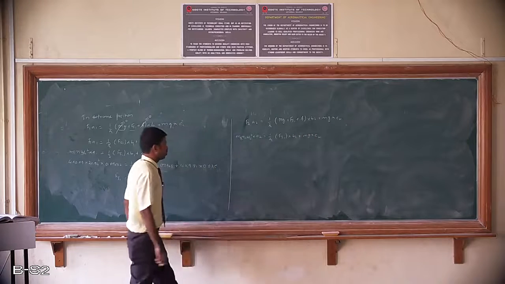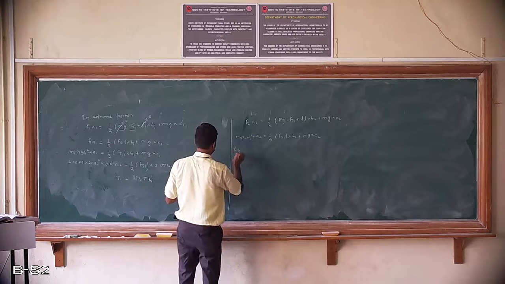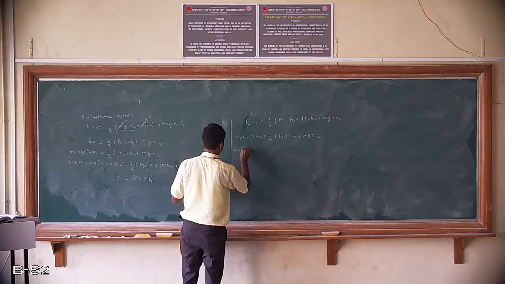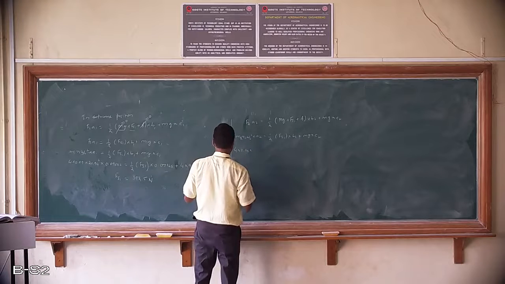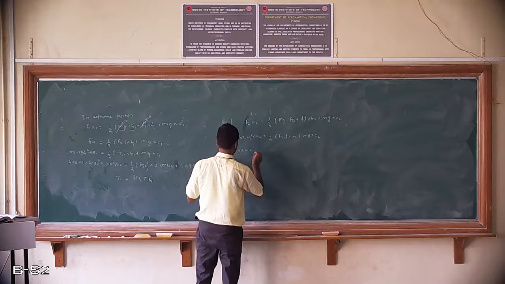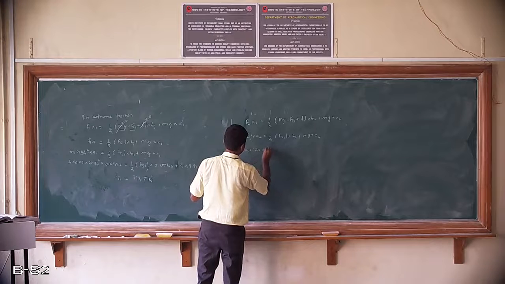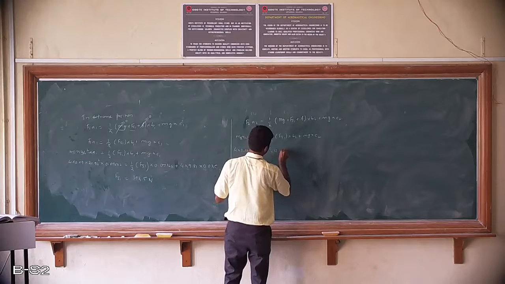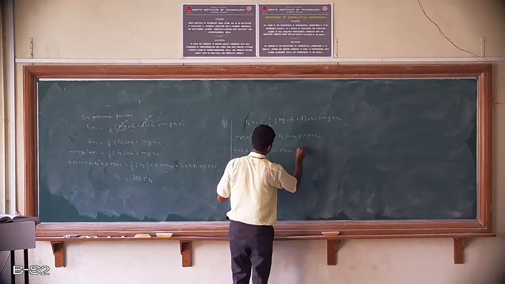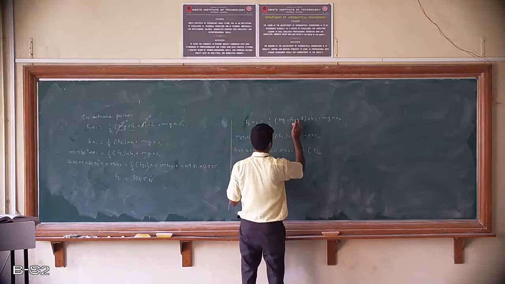So substitute all the values here. The value of M2 is 4. The value of R2 is 140, so 0.14 meters. Omega 2 value is 22.20, whole square, into the value of A2, which is 0.09682 meters, which is equal to 1 by 2 into the value of Fs2. So this is Fs2.